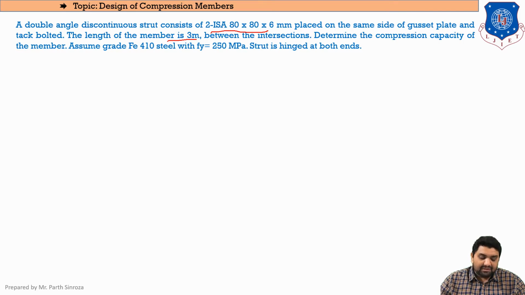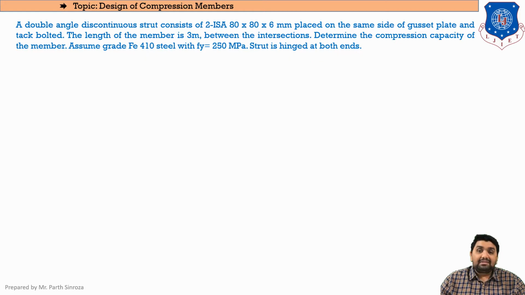Determine the compression capacity of the member, that means we need to find PD, the total design compressive load. Assuming FE410 grade, that means Fy will be 250 megapascal. The strut is hinged at both ends. Clear? It is mentioned that the strut is hinged at both ends.